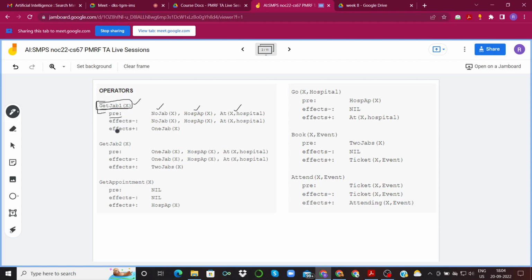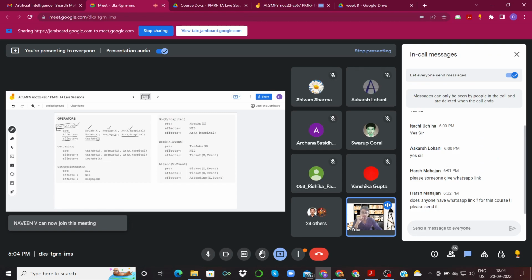And what are the positive effects of using this operator? The person x now gets a jab of vaccine, so he's vaccinated once basically. And the negative effects: NoJab is removed, so the person has taken one vaccine and is no longer unvaccinated. He no longer needs the appointment at the hospital, so that is also a negative effect. And he's also no longer required to be at the hospital, so that is a negative effect as well. Was the first operator clear or any doubt about it?